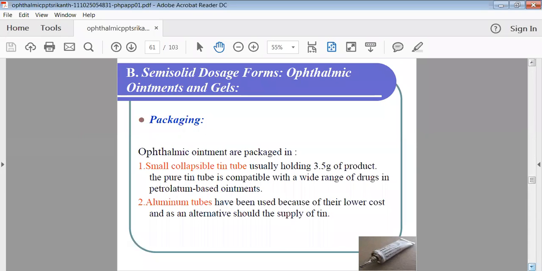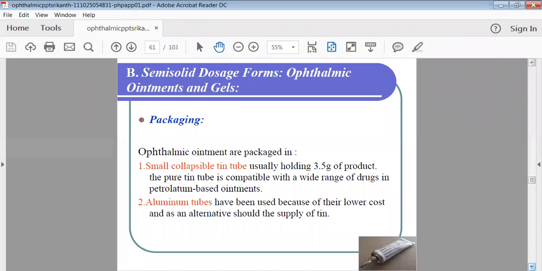Previously, we were using aluminum tubes for the filling of ointments, but nowadays we have a variety of plastics, and they have the advantage of flexibility and good collapsibility. Immediately when we press them, they will release the product, and they will regain their own position. So elasticity is there in the plastic container. Aluminum tubes have one disadvantage: once you have pressed them, they will never regain their shape. That's why we avoid aluminum tubes.